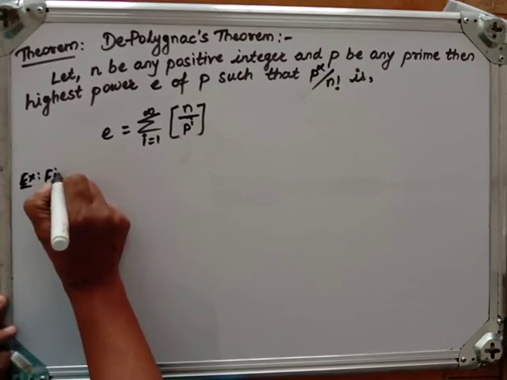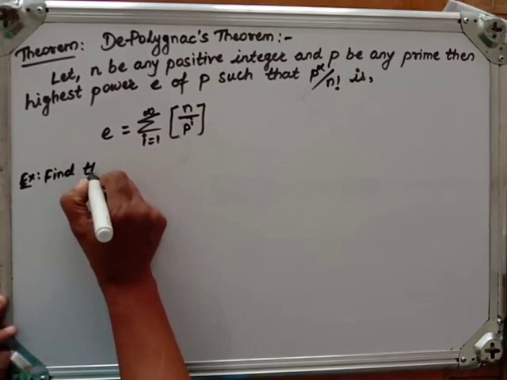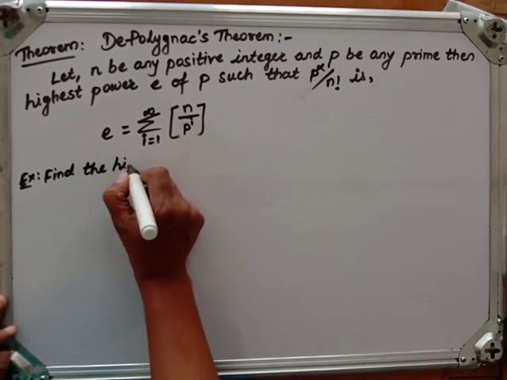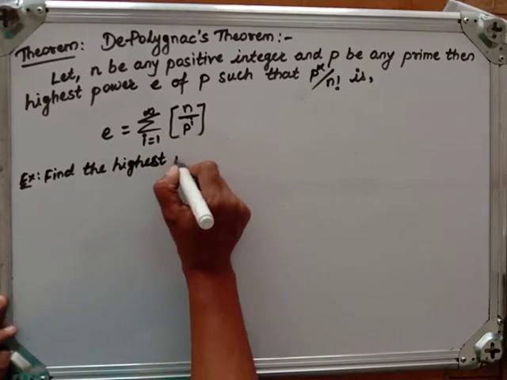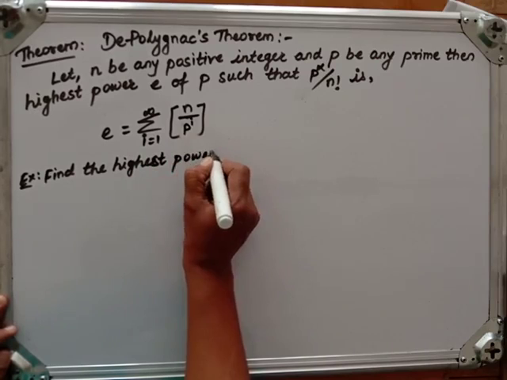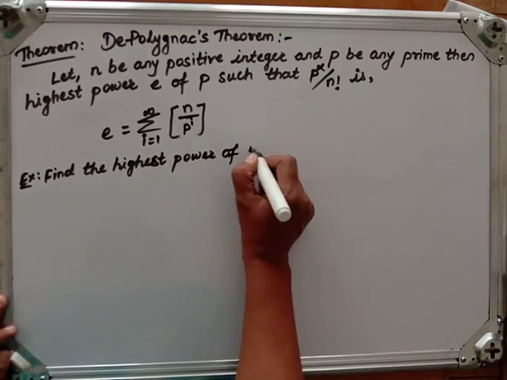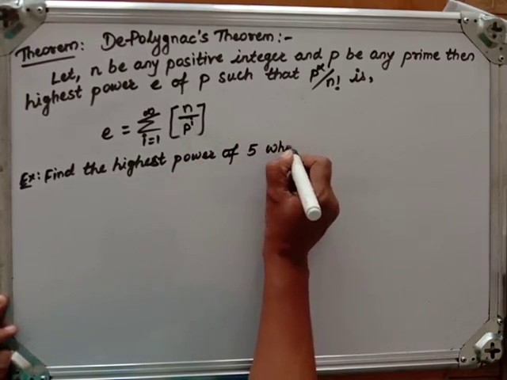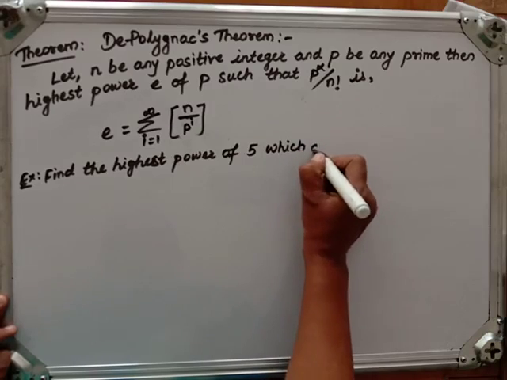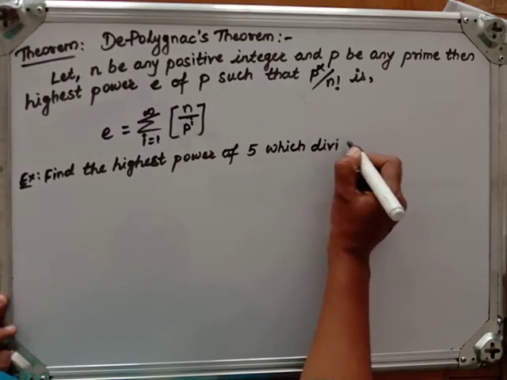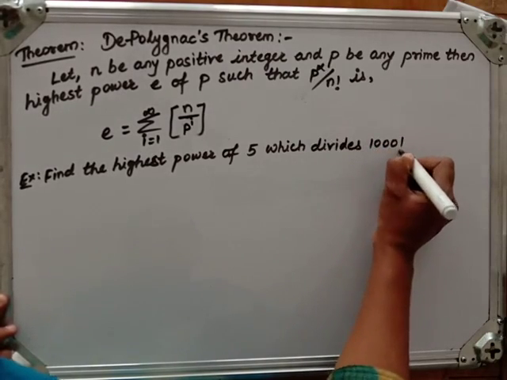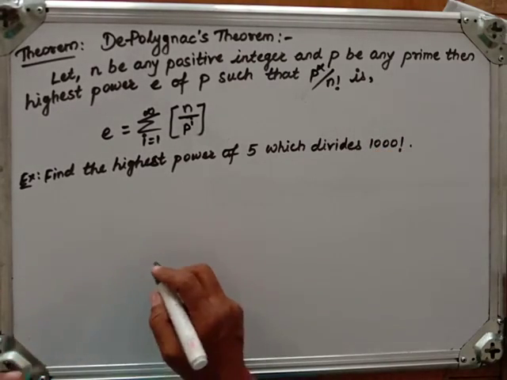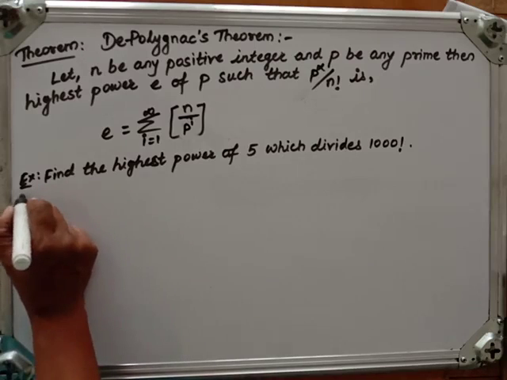Now let's take an example for this. Find the highest power of 5 which divides 1000 factorial. Solution.